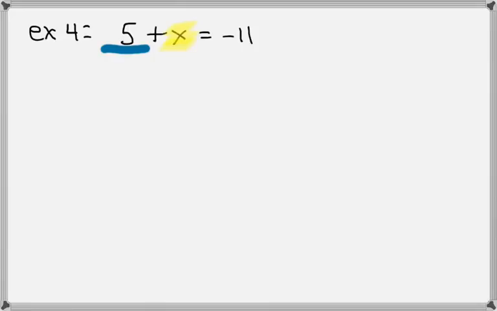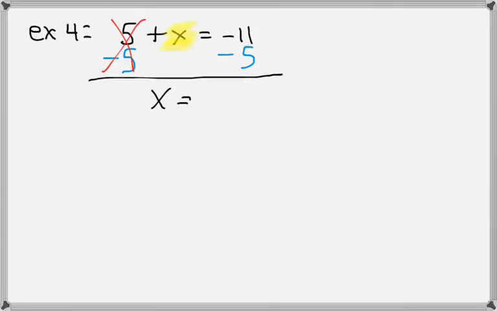So we need to send that 5 to the other side. We do that by using the opposite operation. So the opposite of a positive 5 would be to subtract a 5 from both sides. So then we have a 5 minus a 5, which gives us a 0, so that cancels out, leaving us with an x is equal to negative 16.